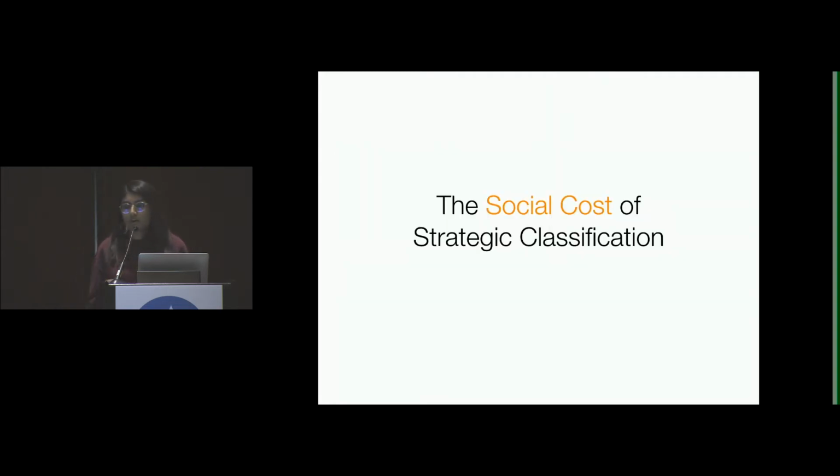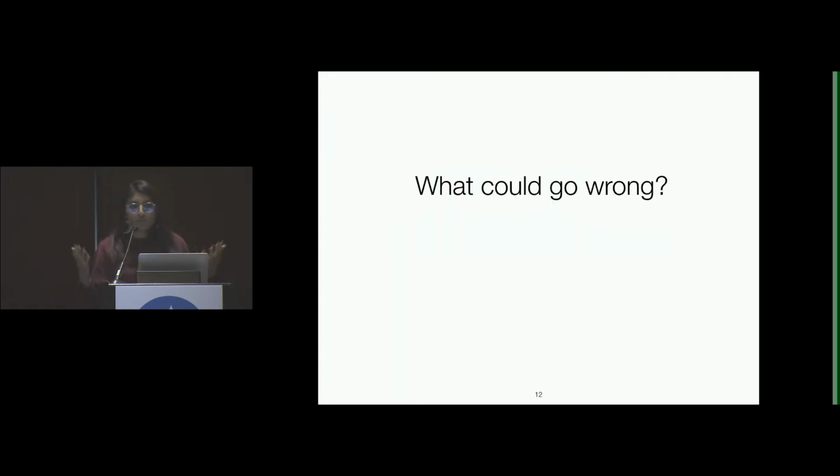With that said, we'll move on to the main part of the talk, which is about the social cost of strategic classification. So first, let's go through a little thought experiment. What could go wrong when the institution tries to become more strategy robust? Well, here's a really simple way to become more strategy robust. The institution starts weighing highly predictive but hard to change features, like your parents' income or your zip code.